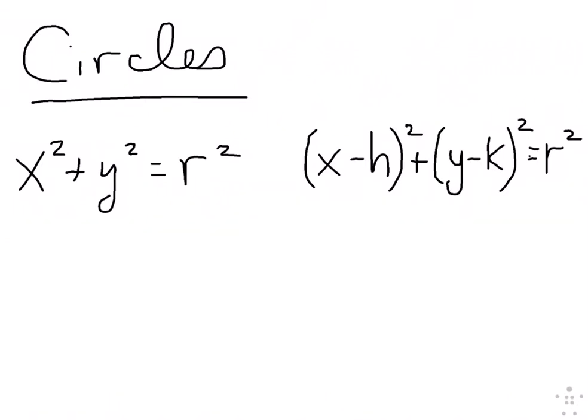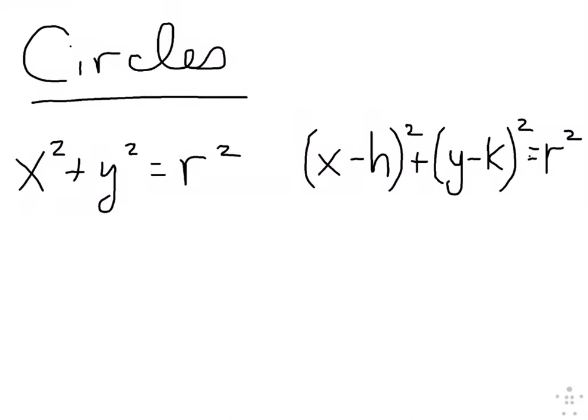All right, so with circles comes these two formulas that I have written on the screen right now. The one on the left, x squared plus y squared equals r squared, is when the center of your circle is located at the origin. So if it's right in the middle, that is the first equation. The second equation is if you have shifted it left or right, or up or down. So the h will tell you if it shifts it to the left or to the right. The k will tell you if it shifts it up or down.